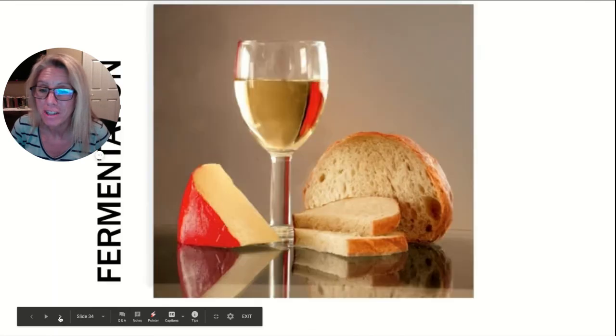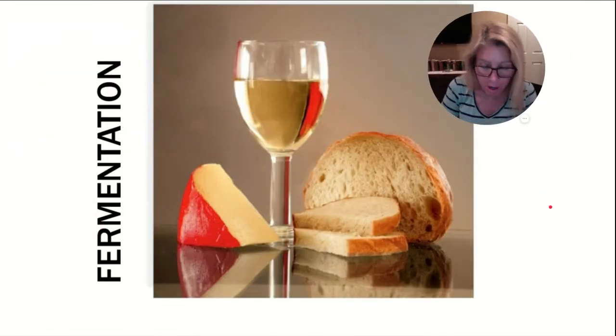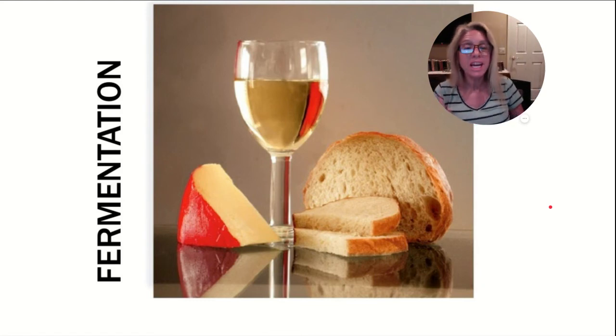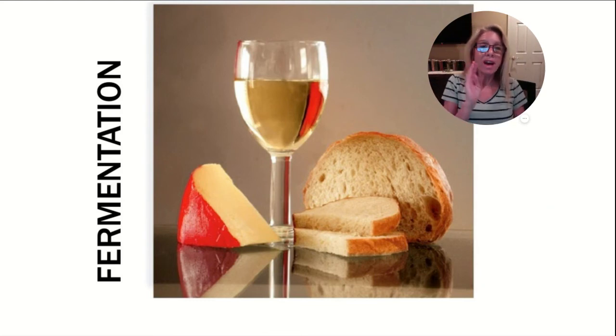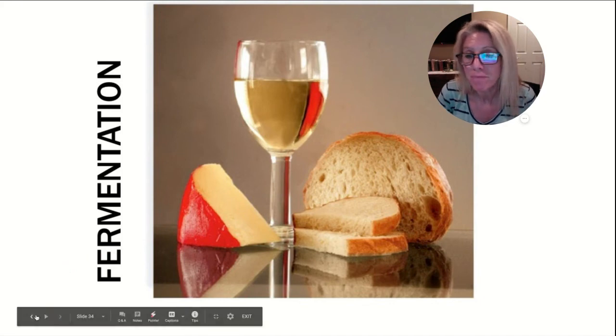We need to talk about fermentation. All right. First off, there are a lot of products that are made by fermentation, and it is an anaerobic process, without any oxygen. So things like all the alcohols, beers and wines and cheese and yogurts and soy sauce and bread, that is all made by the process of fermentation.